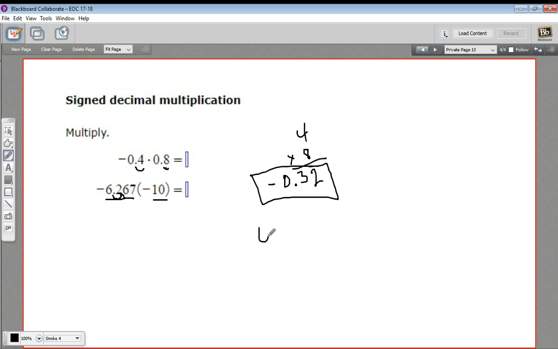So this is 62.67. And then the sign, I've got two negative signs. That's an even number. A negative times a negative is a positive, so this is a positive 62.67. So that's a little bit of work with signed decimal multiplication.